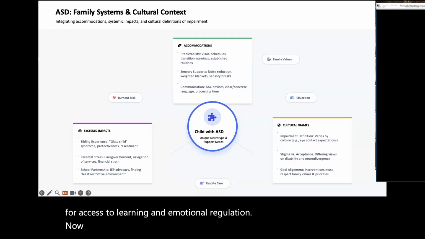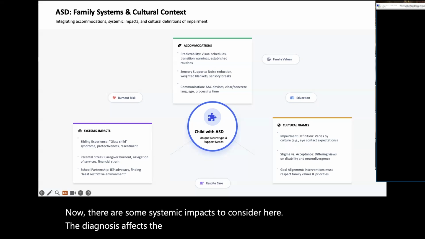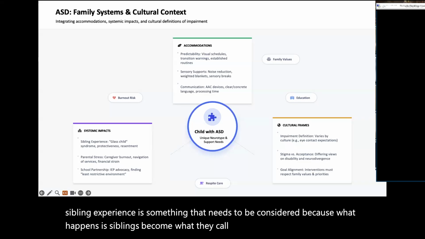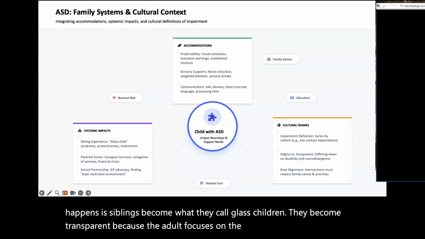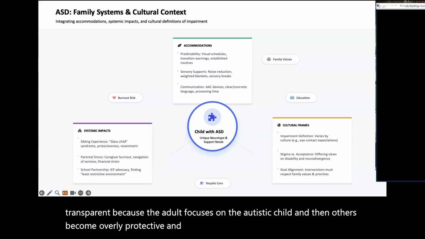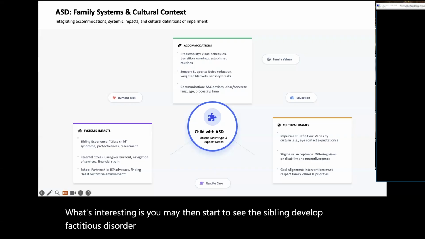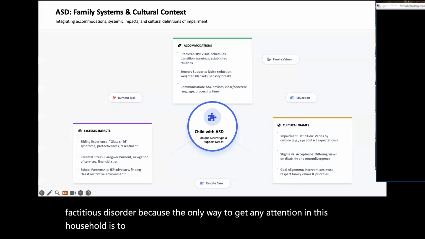Now, there are some systemic impacts to consider here. The diagnosis affects the entire family ecosystem, not just the child. So sibling experience is something that needs to be considered. Because what happens is siblings become what they call glass children. They become transparent because the adult focuses on the autistic child, and then others become overly protective and resentful. What's interesting is you may then start to see the sibling develop factitious disorder because the only way to get any attention in this household is to have some sort of maladaptive problem. So you might see that develop as well.